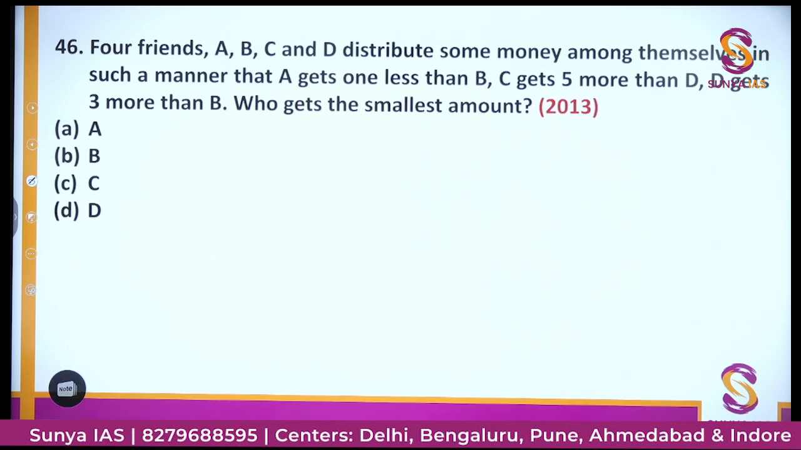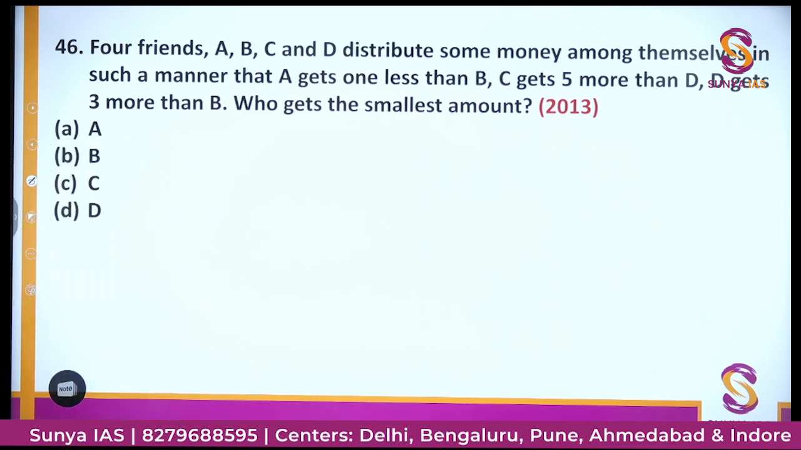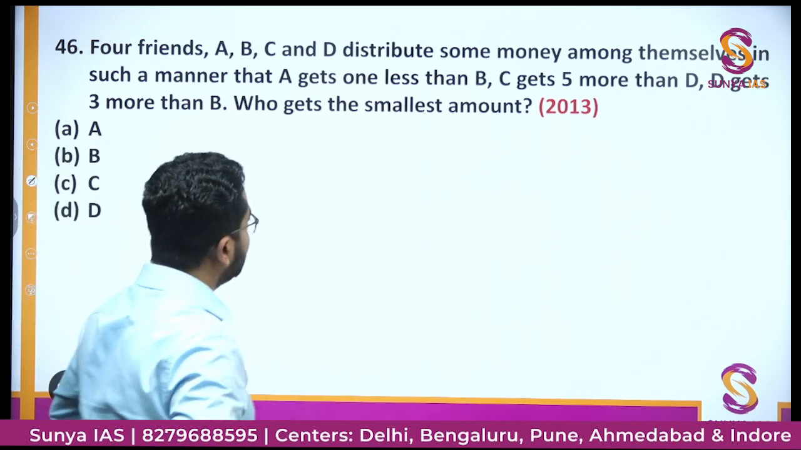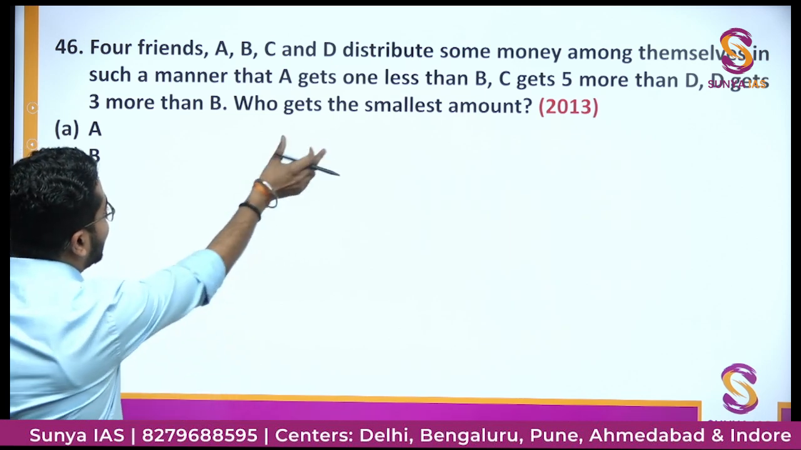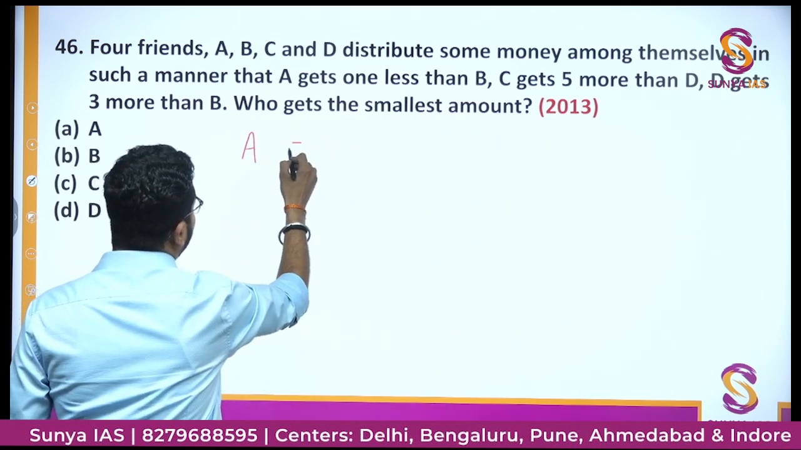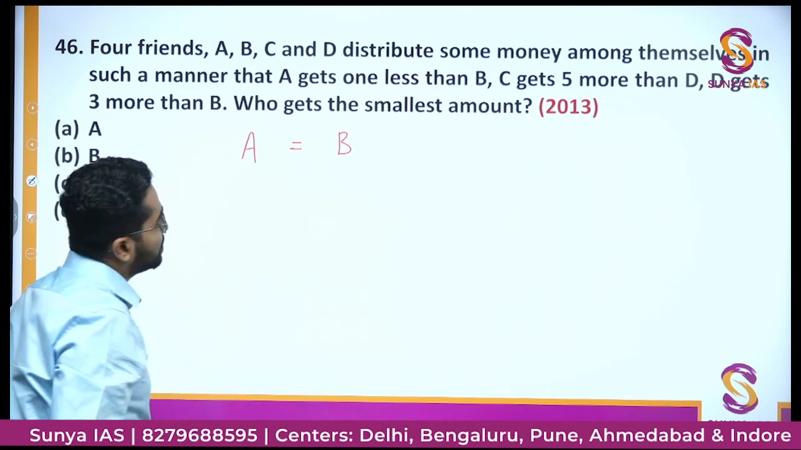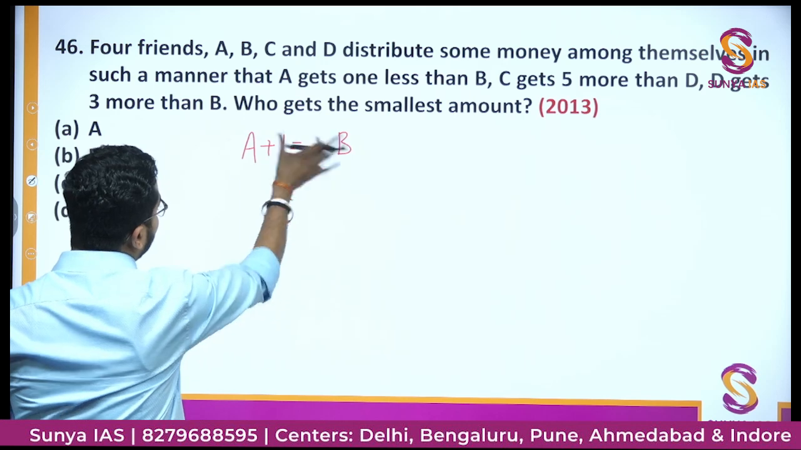4 friends A, B, C and D distribute some money among themselves in such a manner that A gets 1 less than B, C gets 5 more than D, D gets 3 more than B. Who gets the smallest amount? ठीक है. Such a manner that A gets 1 less than B. तो अगर मुझे A और B को इक्वेट करना होगा, what will I do? A gets 1 less than B. That means I'll add 1, then it would be equal to B, right?